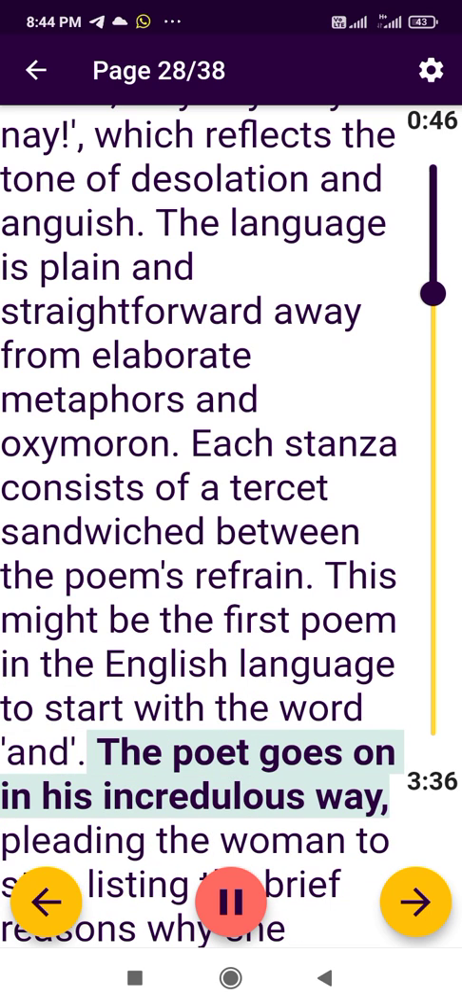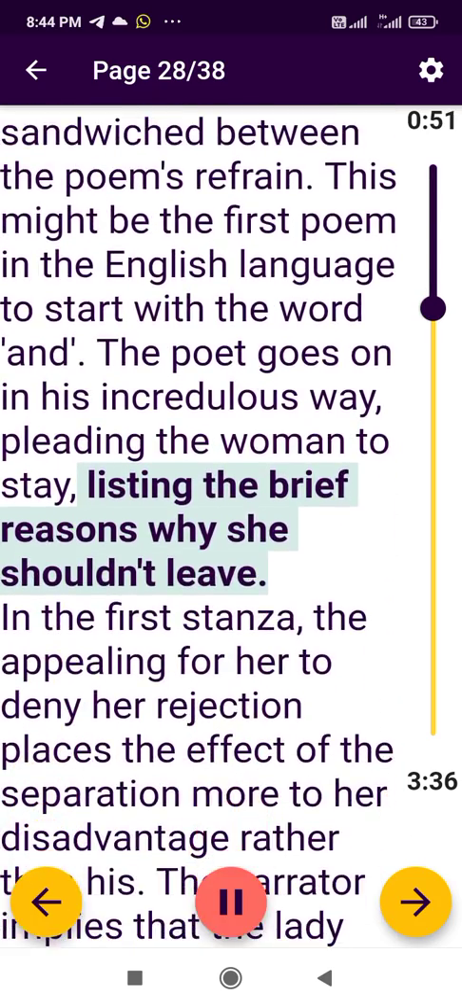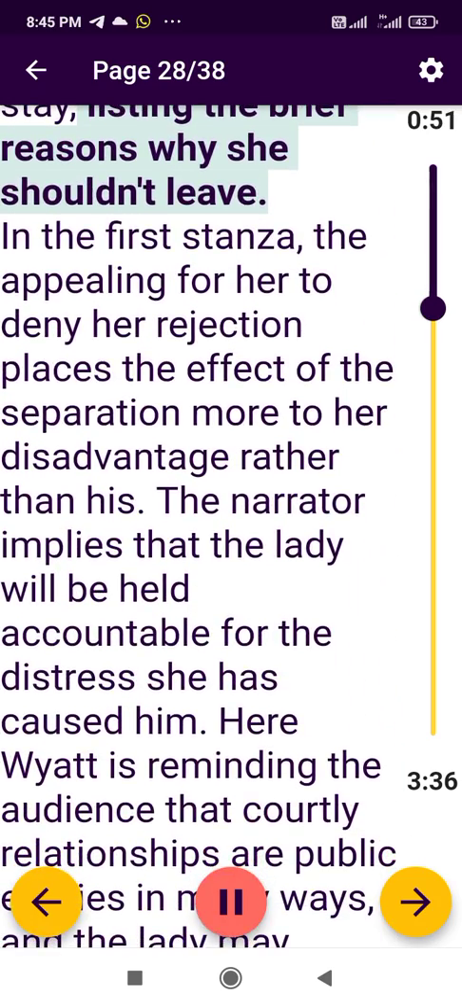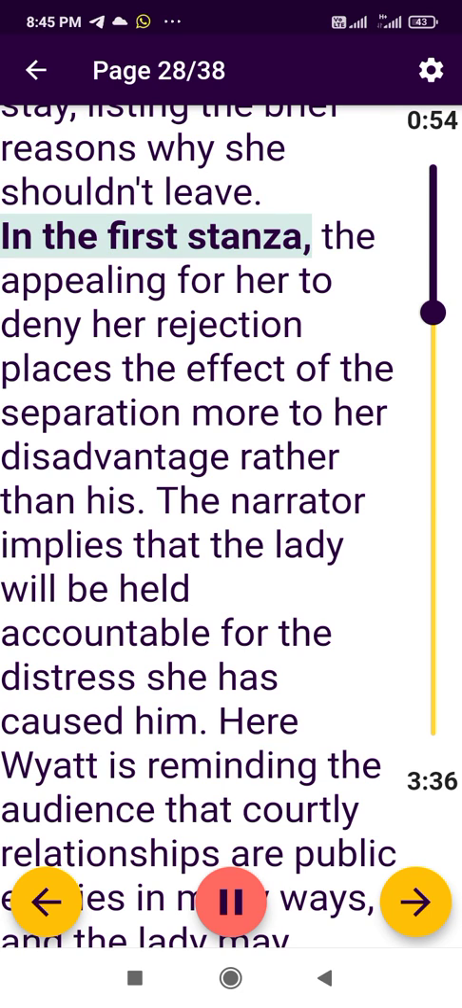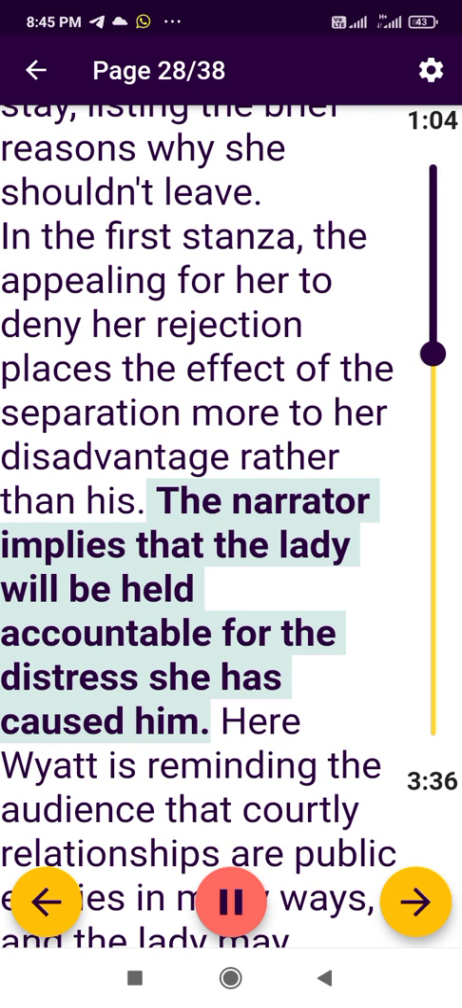The poet goes on in his incredulous way, pleading the woman to stay, listing the brief reasons why she shouldn't leave. In the first stanza, the appeal for her to deny her rejection places the effect of the separation more to her disadvantage rather than his. The narrator implies that the lady will be held accountable for the distress she has caused him.